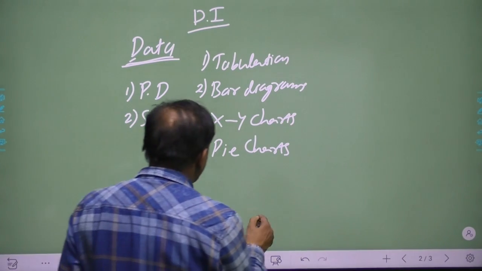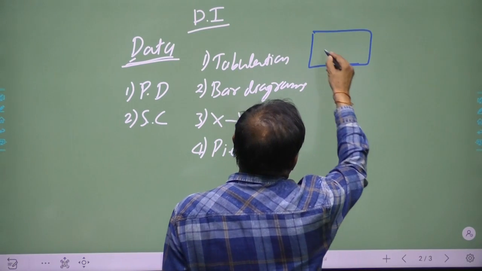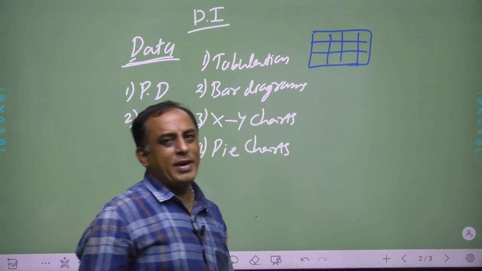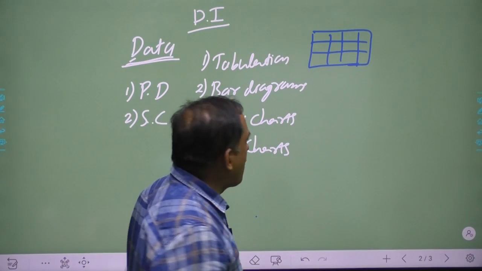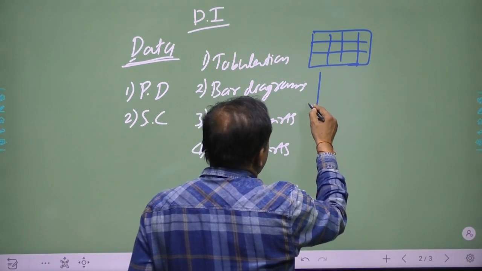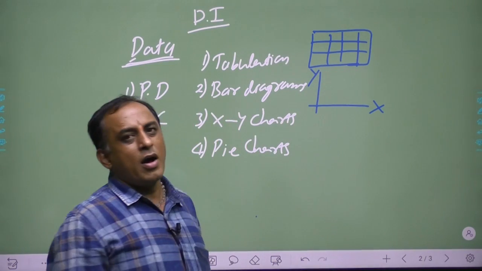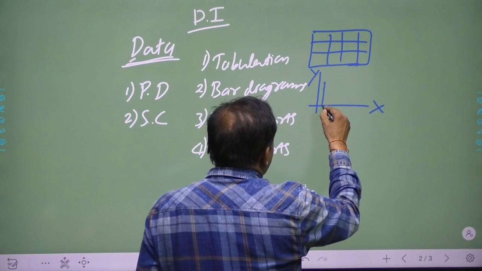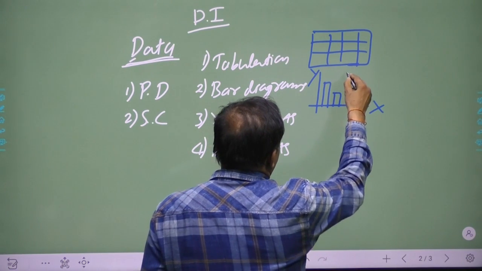What is tabulation? For example, if you prepare the information in a table format, that is known as tabulation. And a bar diagram: this is a graph paper, this is the x-axis, this is the y-axis. On the graph paper, if the information is shown like bars, these are known as bars.